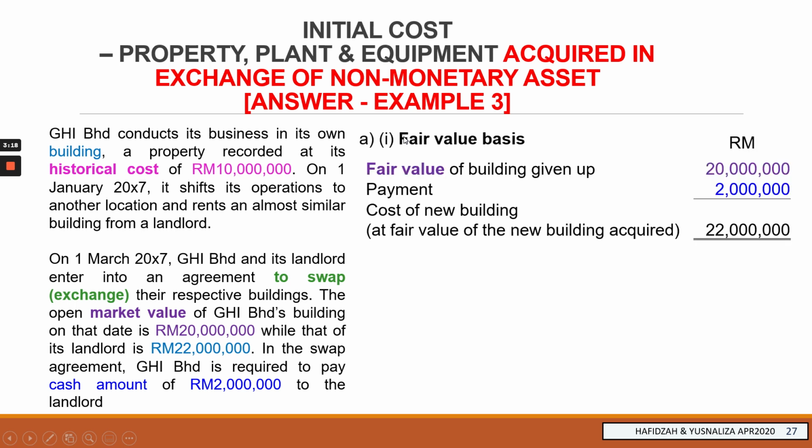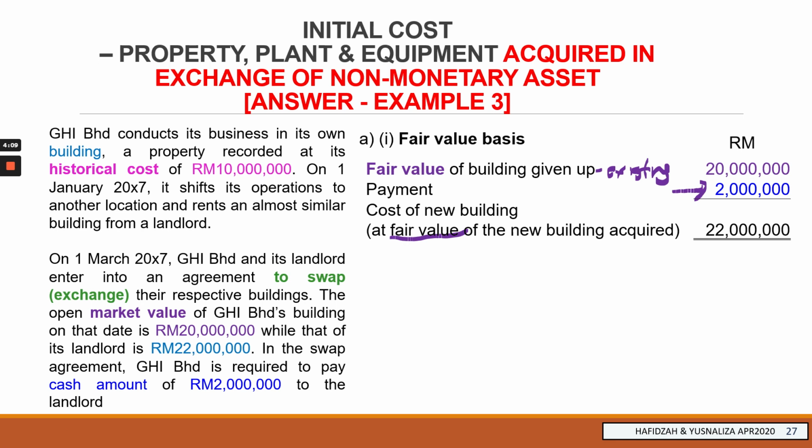The first thing is the fair value basis. On the fair value basis, the fair value of the building given up, meaning the existing building of GHI, is 20 million. The payment that is required to be made, because the value of the landlord's building is slightly higher, is an additional 2 million. The fair value of the new building according to the market price is 22 million. So it has been swapped under the fair value basis, and cash needs to be paid to the landlord by GHI.